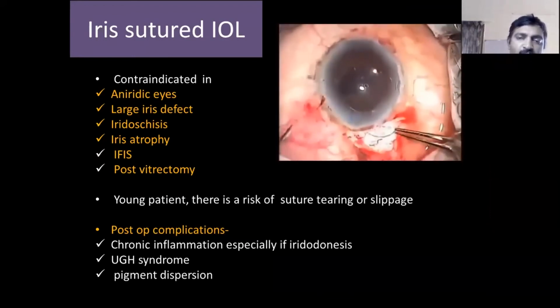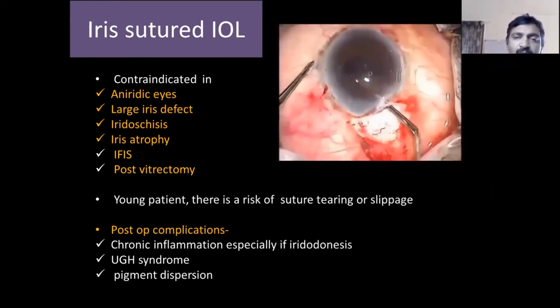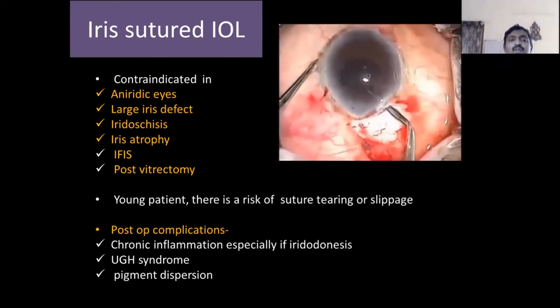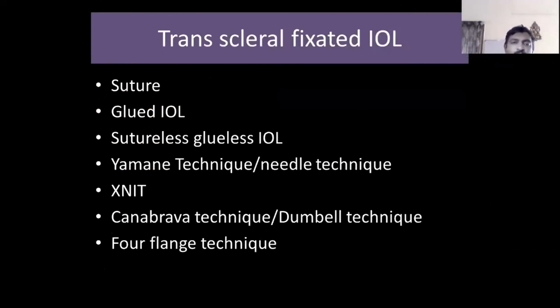The suture ends can then be cut and tied. This is one of the techniques which can be done if there is sufficient iris tissue, but it is contraindicated if there is an iris defect, iris atrophy, floppy iris, and other things. But this also causes inflammation in some of the eyes and pigment dispersion.